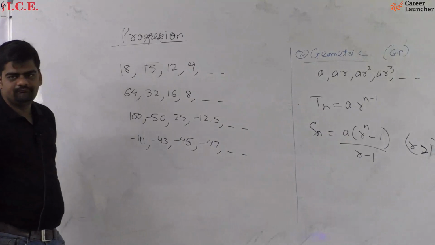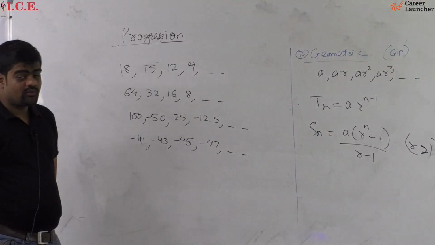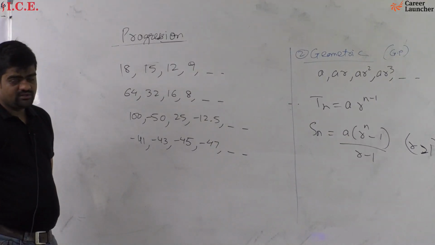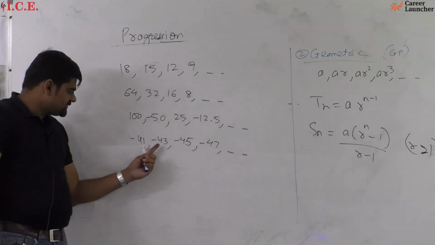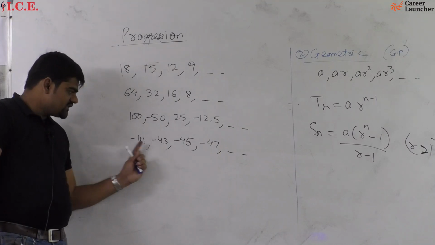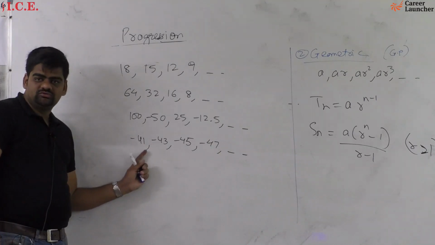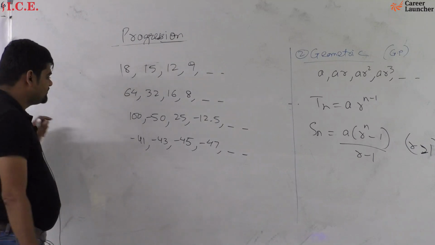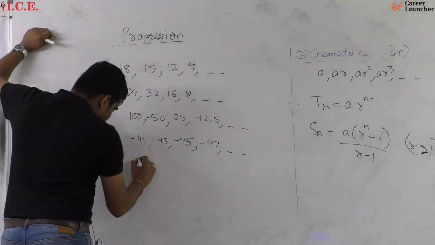AP or a GP? AP. What is the common difference? Plus 2 or minus 2? So it is minus 2. Try to understand. This minus this will give you minus 43 plus 41, so it is minus 2. So you need not get confused on this.